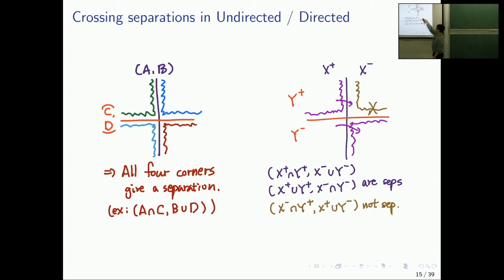So we have a separation x plus, x minus and y plus, y minus. Then the intersection of x plus and y plus and the rest give one separation. And then also this gives a separation. But this intersection of x minus and y plus does not give a separation, because you can come back to here and then go out like the other part, right? So this makes a big difference between undirected graphs and directed graphs.